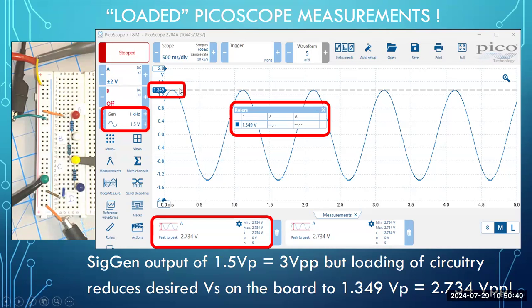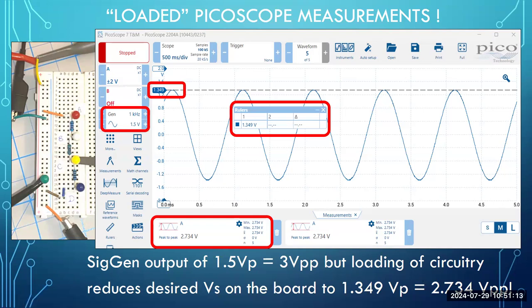My peak voltage on the board has dropped from the 1.4 and a fraction now to 1.3 and a fraction. That's quite a bit less. And so it shows up as 1.349 here. On the ruler box, it shows up as 1.349. And instead of a nice 3-volt peak to peak, which is what I have coming out of the voltage generator, it is 2.734 volts peak to peak. Here are my numbers compared and contrasted in white down at the bottom of the slide.